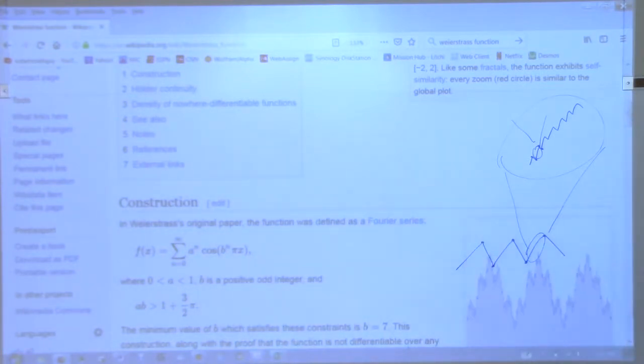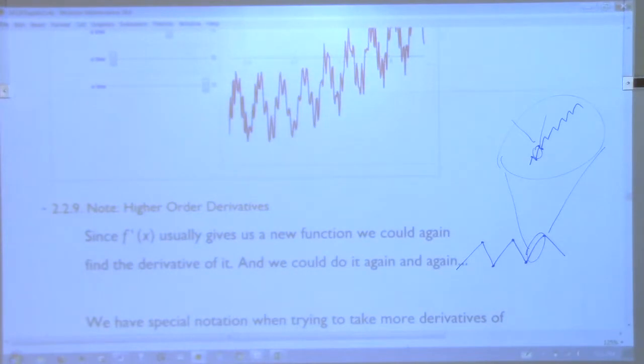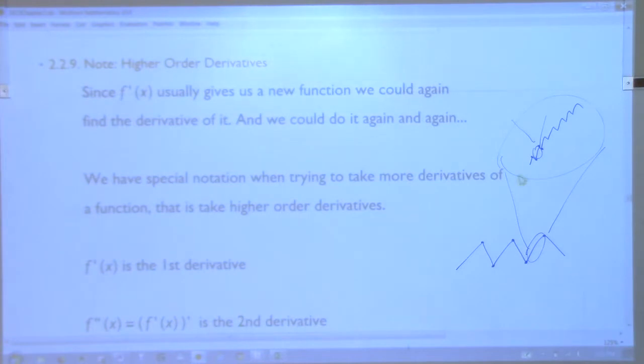Okay. So yes, there is a function out there that you can draw without picking up your pencil, but you cannot take the derivative anywhere. That's more of an FYI. You won't ever be tested on that.